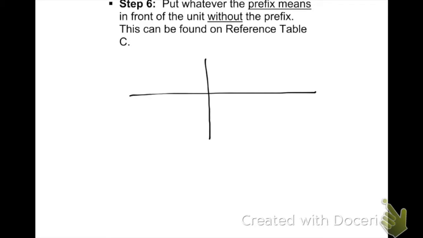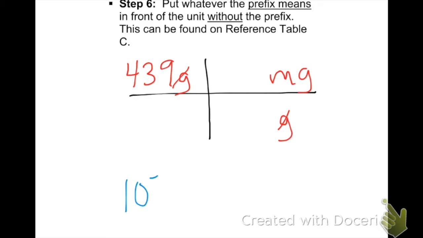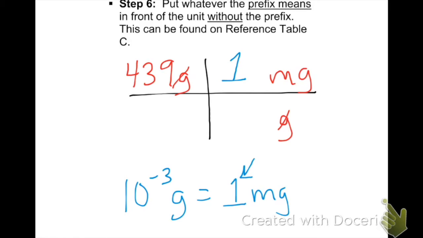So again, 439 grams. Grams goes down here to cancel. Milligrams up top. We've got our conversion factor of 10 to the negative third grams equals 1 milligram. So since our conversion factor has a 1 in front of the milligrams, again, that's the number you're going to put in front of that exact unit in our conversion.